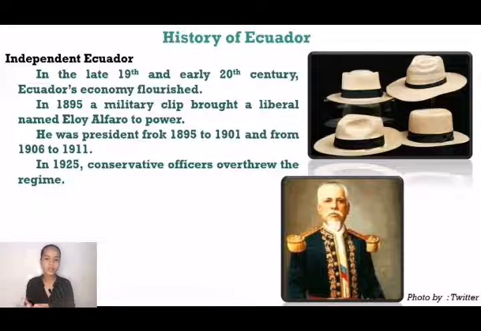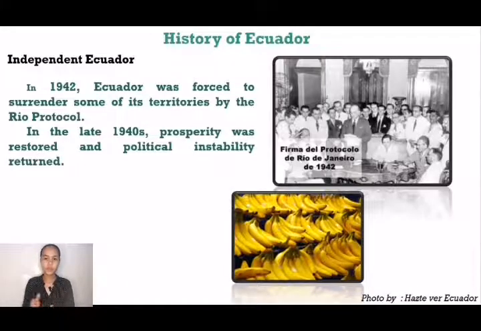However, in 1925, conservative officers overthrew the regime. Like the rest of the world, Ecuador suffered from the economic depression of the 1930s. There was also political instability and a quick succession of presidents. Furthermore, in 1941, Peru invaded and occupied the south of Ecuador. In 1942, Ecuador was forced to surrender some of its territories by the Rio Protocol.